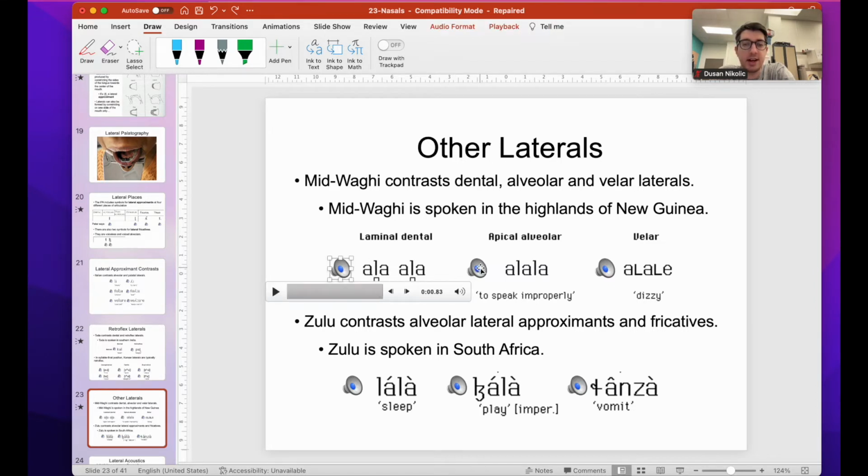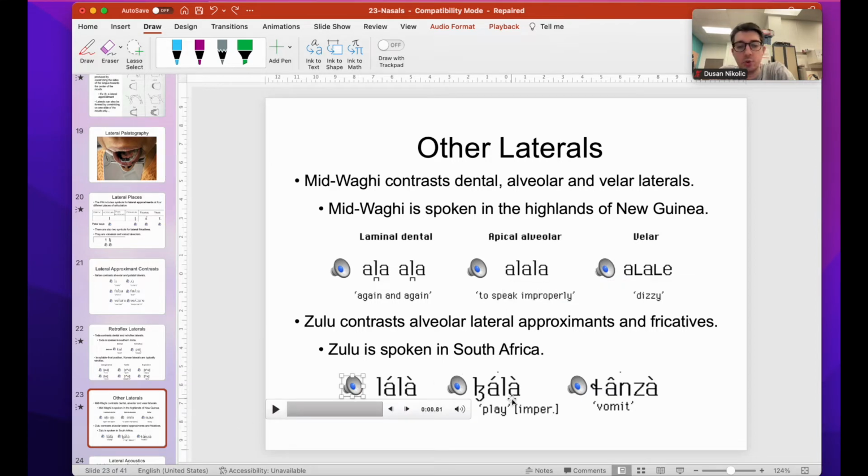Ala, alla. So this is laminal dental, whereby you have la, but it touches the upper teeth. For this one, you're trying to maybe go back with the tongue, especially with the back of your tongue, as if you're making some kind of dark L, but trying to touch your velum.